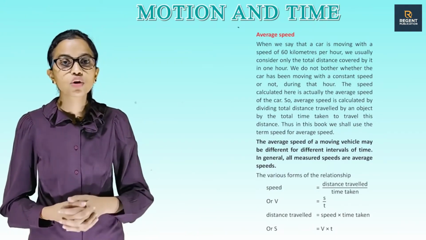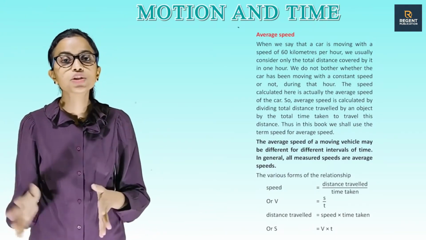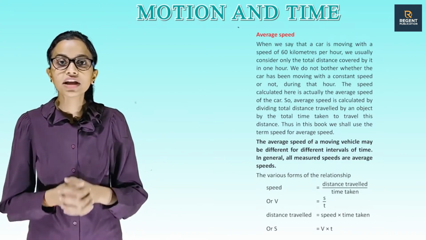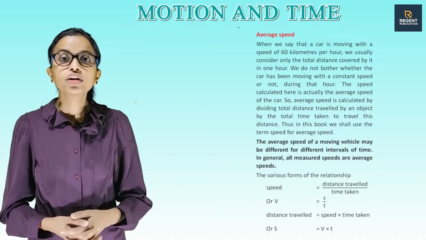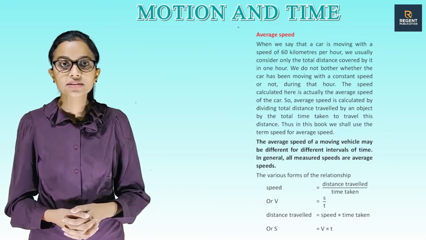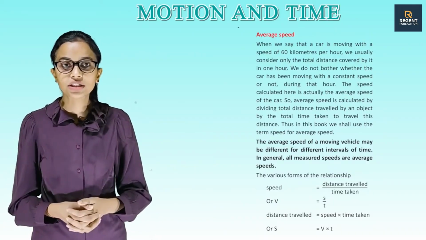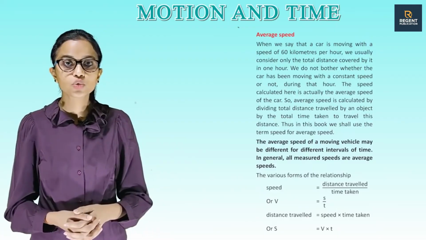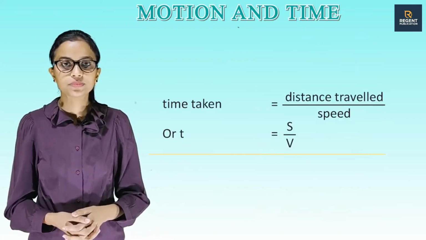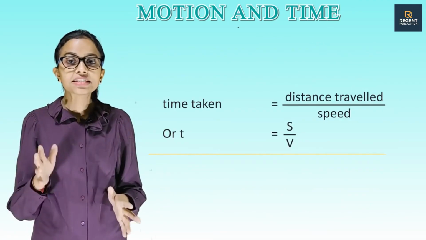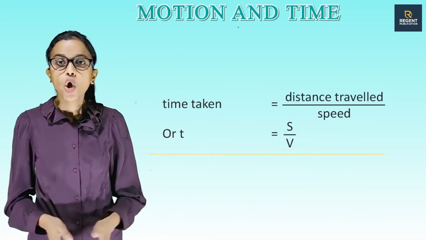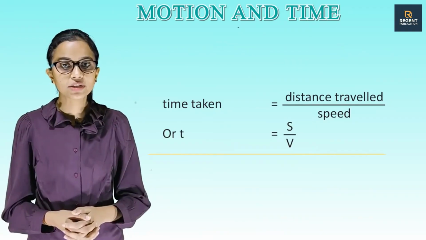The various forms of the relationship. Speed is equal to distance traveled divided by time taken, or V equals S divided by T. Distance traveled is speed into time taken, or S equals V into T. Time taken is distance traveled divided by speed, or T equals S divided by V.